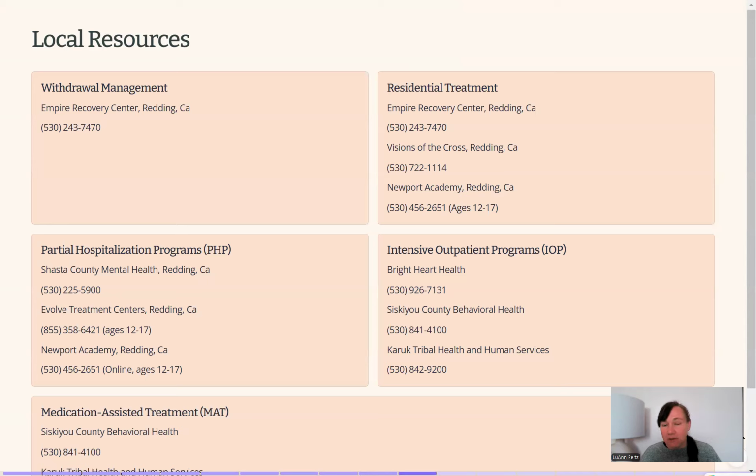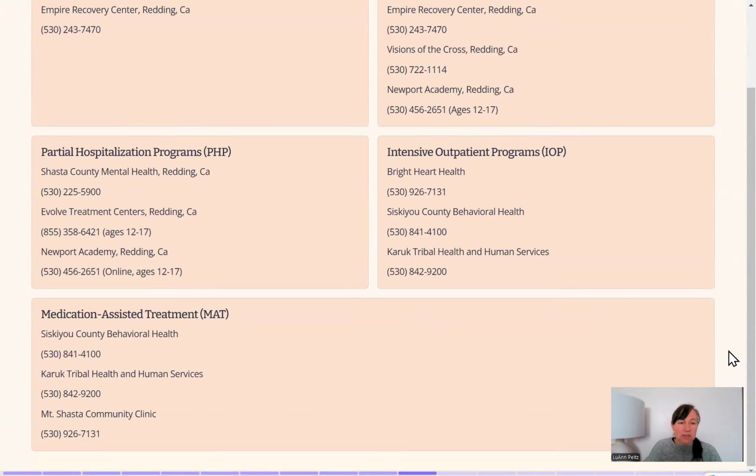Residential treatment, I found Empire Recovery Center in Redding, Visions of the Cross in Redding, and Newport Academy in Redding. And the Newport Academy is ages 12 to 17, so that would be beneficial for your adolescents. The partial hospitalization programs, it looks like Shasta County Mental Health in Redding offers it. Evolve Treatment Centers offers it in Redding for adolescents, and Newport Academy in Redding offers it. And they also have an online program for adolescents.